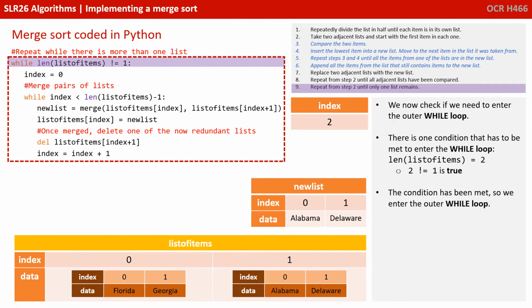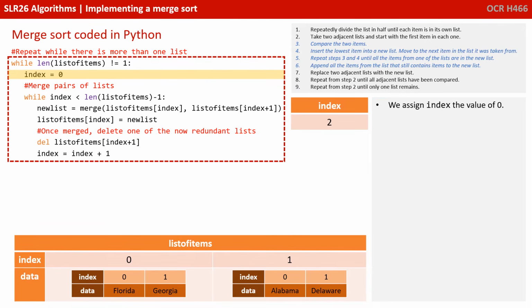We now check if we need to enter the outer while loop. There's just one condition that has to be met, and that's length list of items is not equal to 1. Well, it's 2. 2 is not equal to 1 is true. The condition's been met, so we're going to enter the outer while loop. We assign index to the value of 0, so we've reset it because we've fallen back to the outer while loop.